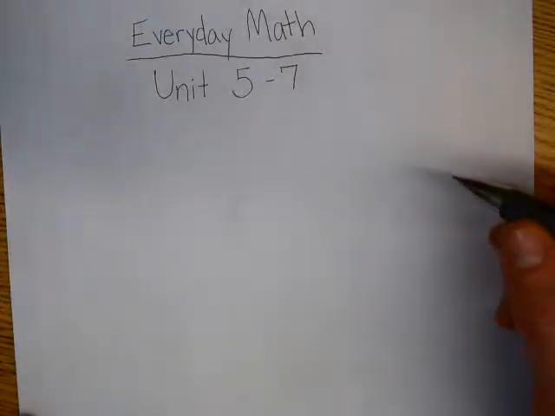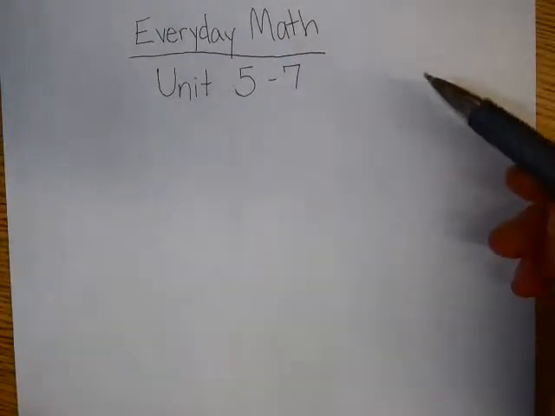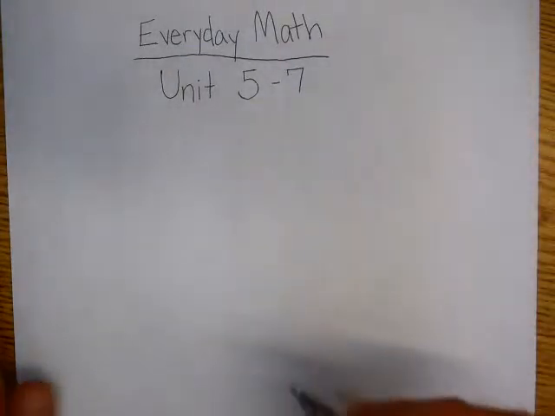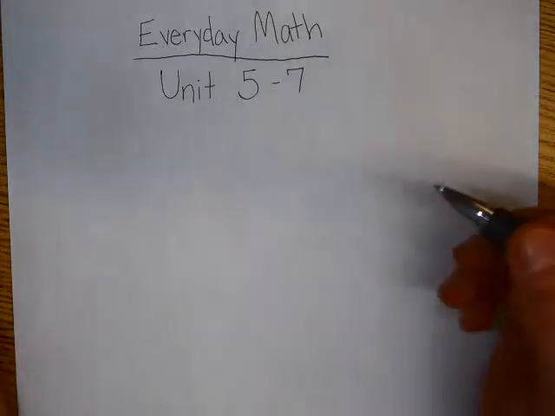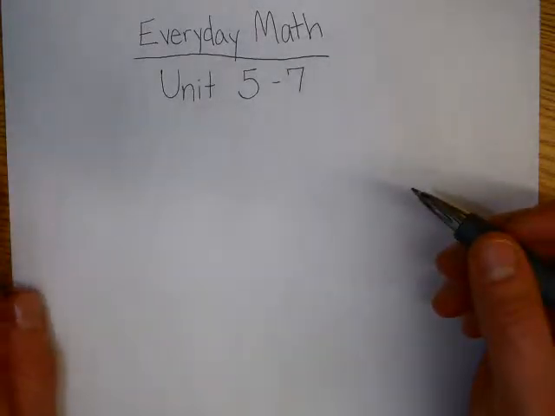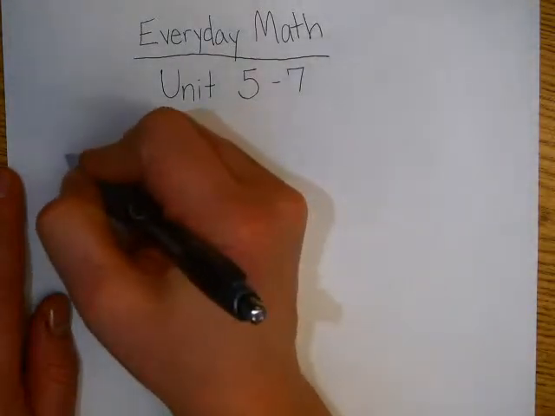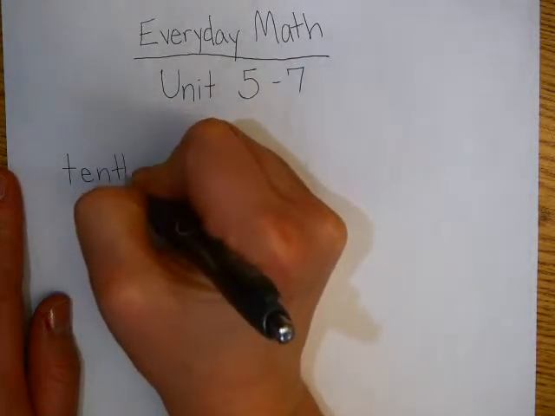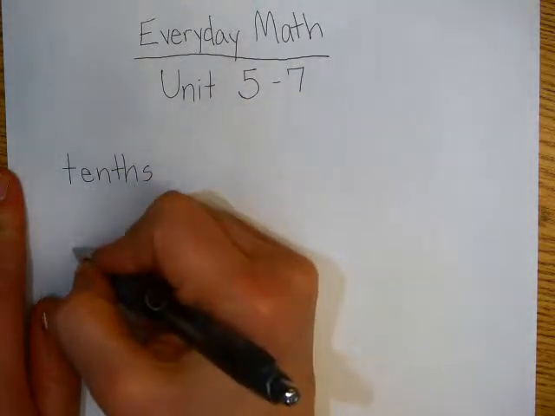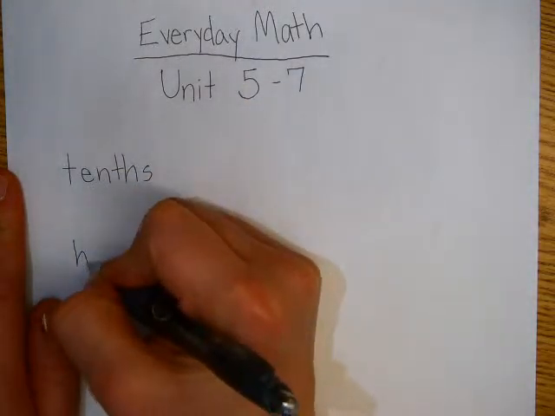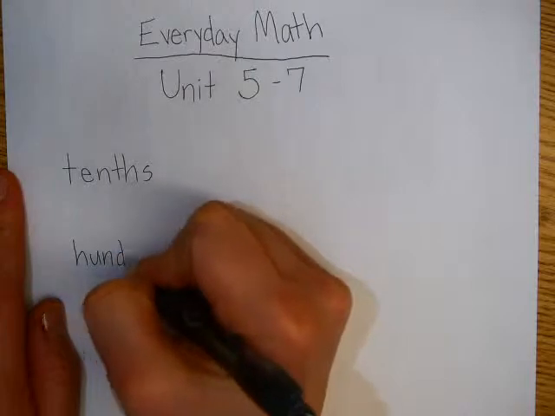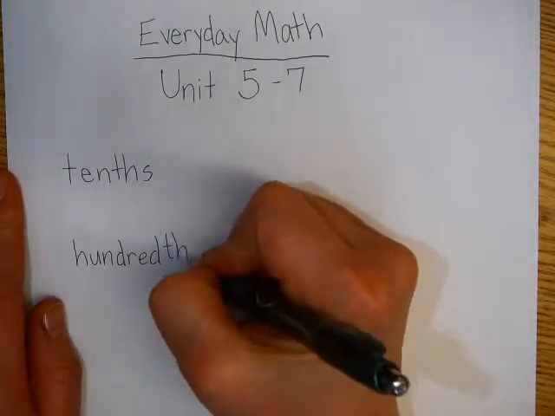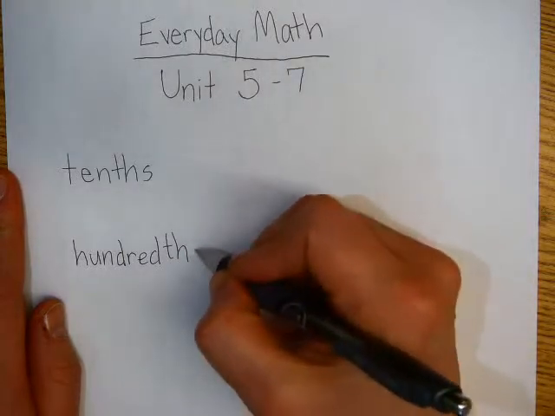Okay, so today I'm talking about Everyday Math for grade 3, unit 5.7. This is Miss Dunton. There's a couple of vocabulary words that we need to know for this lesson, which is modeling decimals with base 10 blocks. And the vocabulary words are tenths and hundredths. So there are two words that kids really need to know when we are talking about modeling decimals with base 10 blocks.